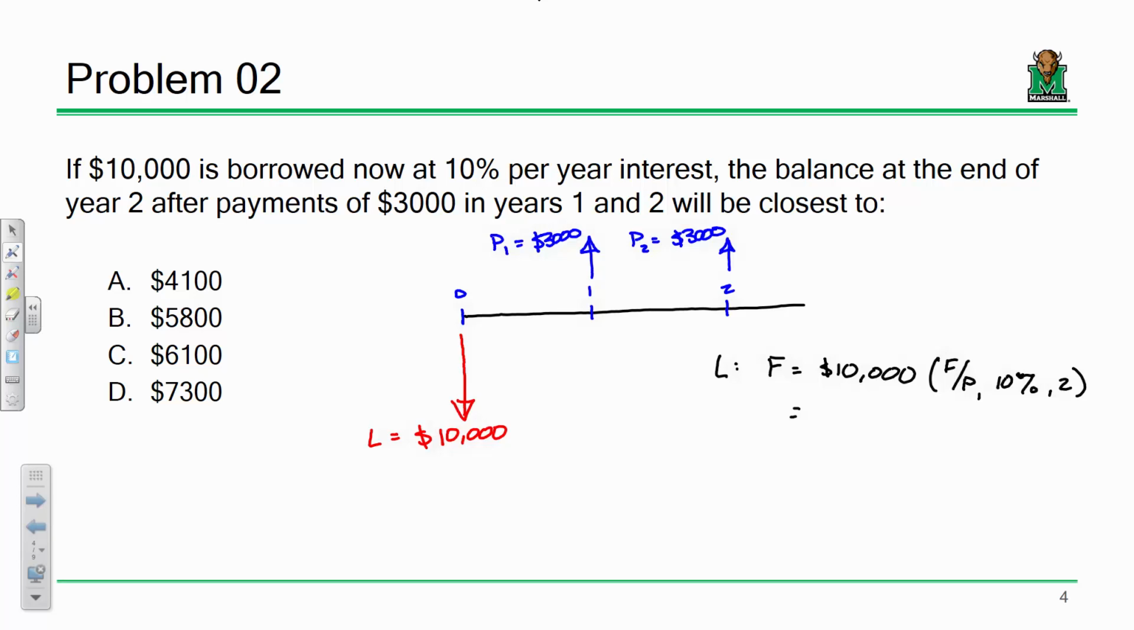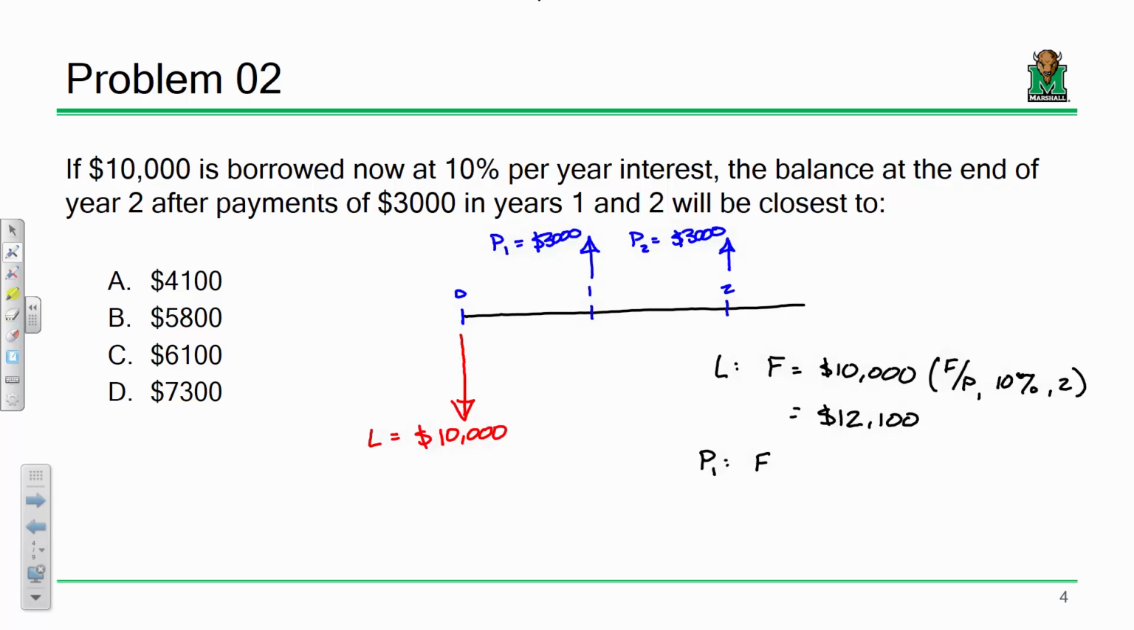Let me explain what that means. If I took out a $10,000 loan and I didn't pay a thing on it, after the first year there's going to be interest accrued on that loan. It's going to be $11,000. After the second year, it's $12,100. Make sense? But I have affected that loan a little bit. I paid off $3,000 in year 1 and $3,000 in year 2. So let's talk about that first payment.